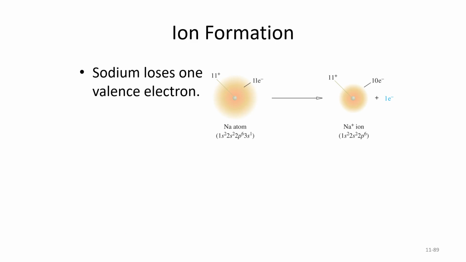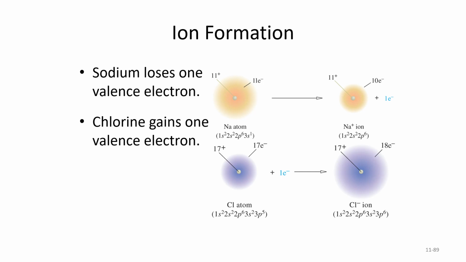So when ions are formed, the metal is going to lose electrons and the nonmetal is going to gain electrons. We talked about the valence electrons of sodium and how it's very easy for sodium to give up that one electron. Chlorine has 7 valence electrons. It's not very easy to give up 7 electrons, but it is easy to gain or to accept 1 electron. So sodium loses an electron, sodium's the metal. Chlorine gains the electron, and chlorine's the nonmetal.